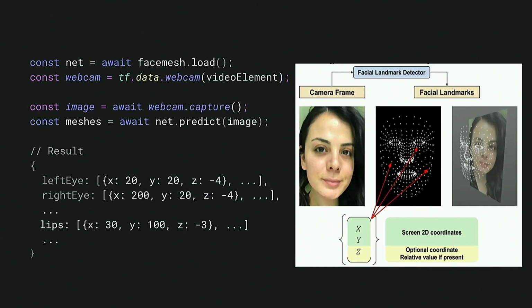And here's how we will use the model. First, we load the model weights asynchronously, and then use the TensorFlow.js data API to get image frames from the web camera, and then use the model to do an inference. The inference output is a JSON object containing the facial key points in 3D coordinates.